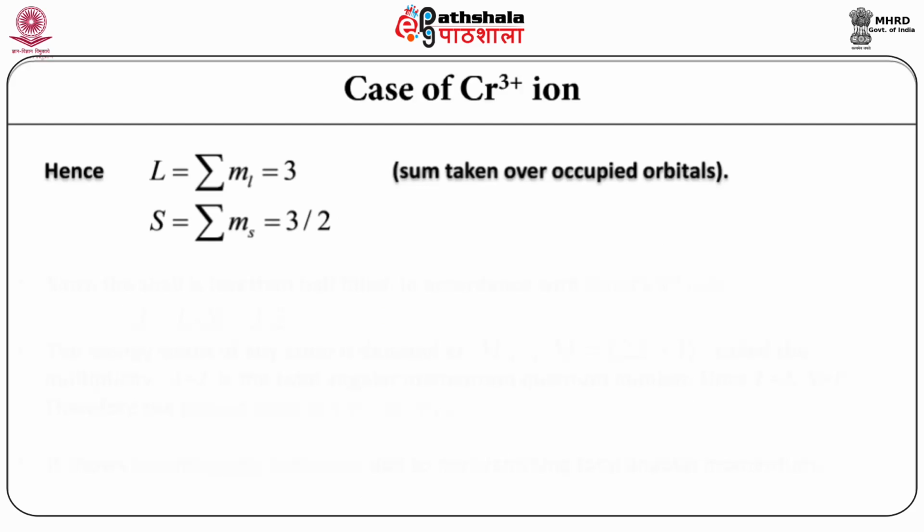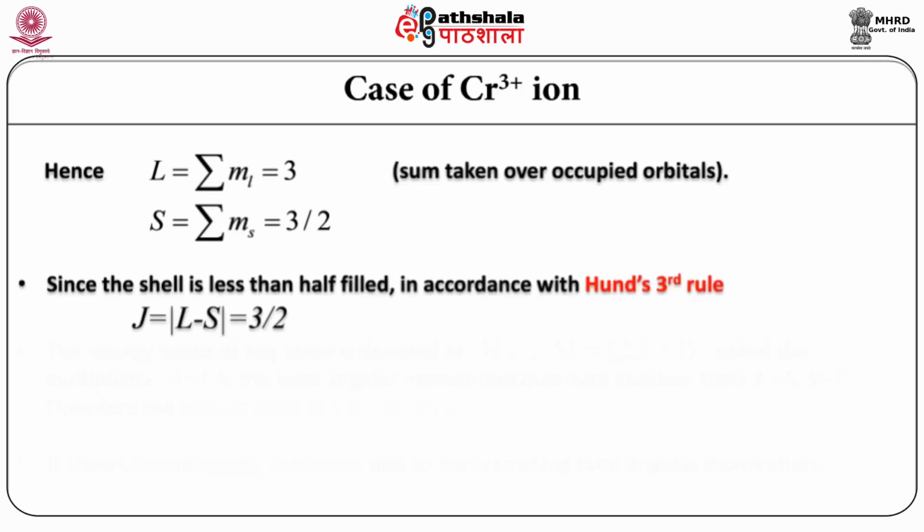Now, the total L is equal to the sum over the m_l's, which very simply is equal to 3. That is the sum taken over occupied orbitals. And at the same time, we have the capital S, which is the sum over m_s, which is equal to 3 by 2, because they are all pointing up. So, half plus half plus half, giving 3 by 2. Now, since the shell is less than half filled, in accordance with Hund's third rule, capital J would be mod of L minus S, which is equal to 3 by 2.